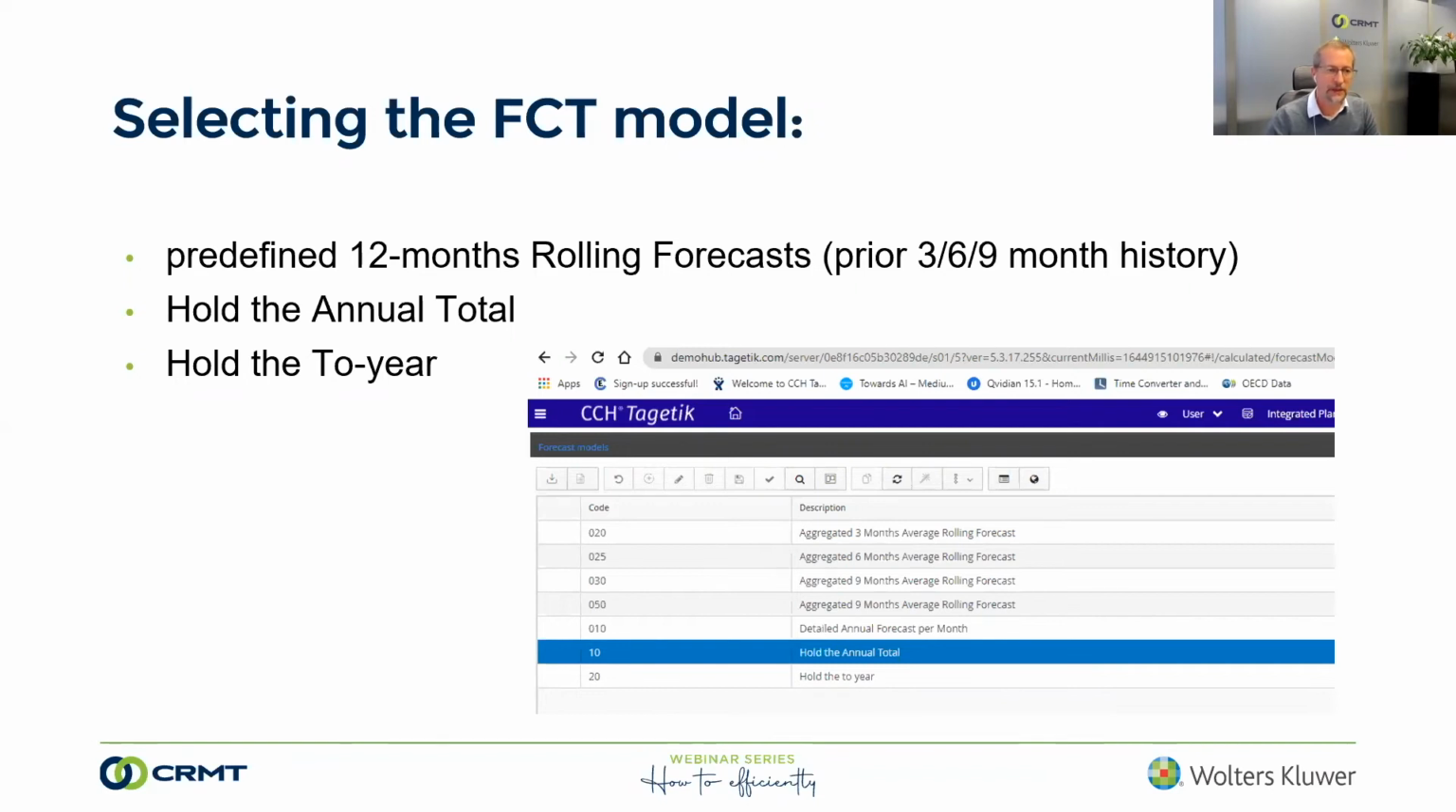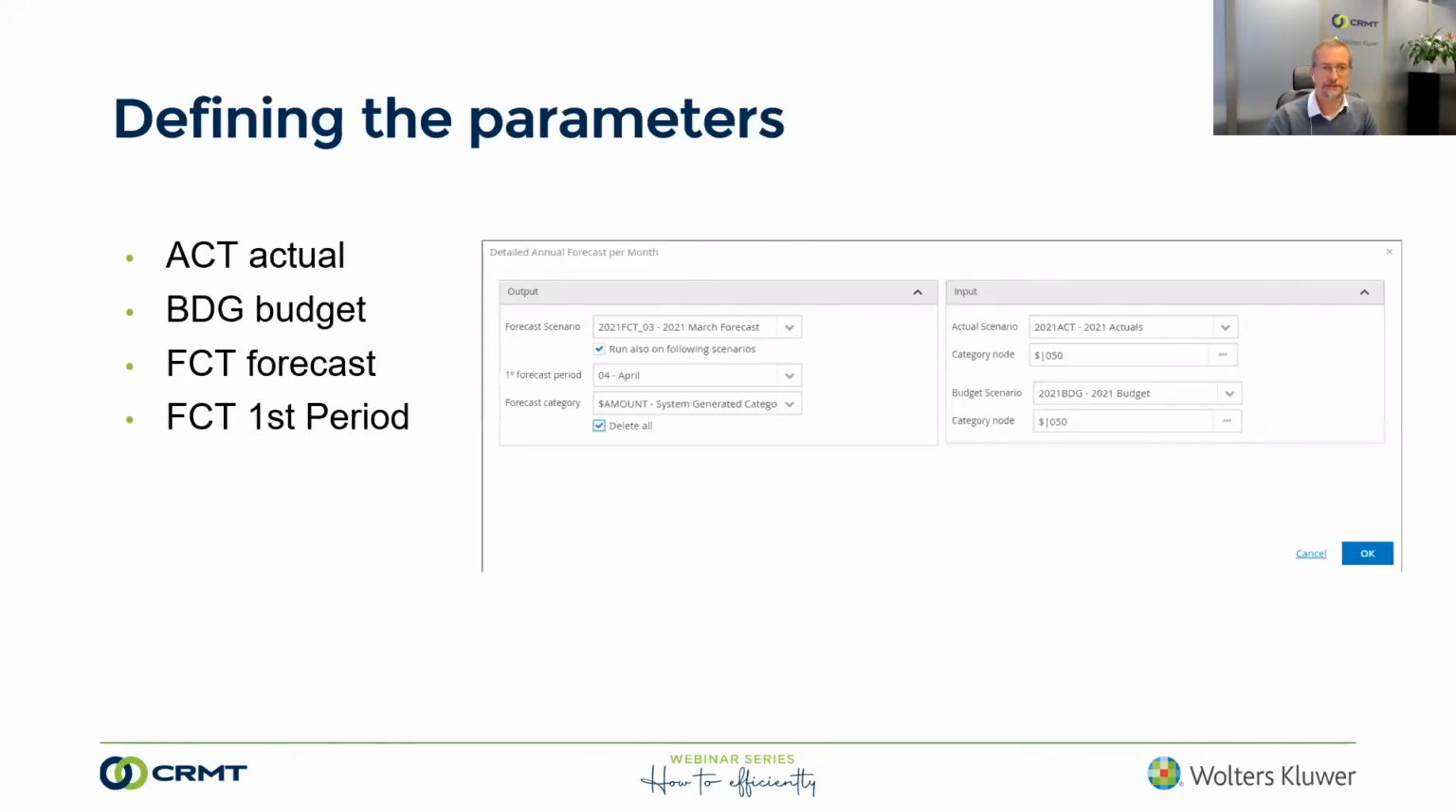Then we need to define the parameters for preparing the rolling forecast. We have to select which is the scenario of the actuals, which is the scenario of the budget, which is the forecasting scenario, so the one that we are populating. And of course, we have to define which is the first period of our forecast. With this, we tell the system which is the month that we are starting our forecasting on.